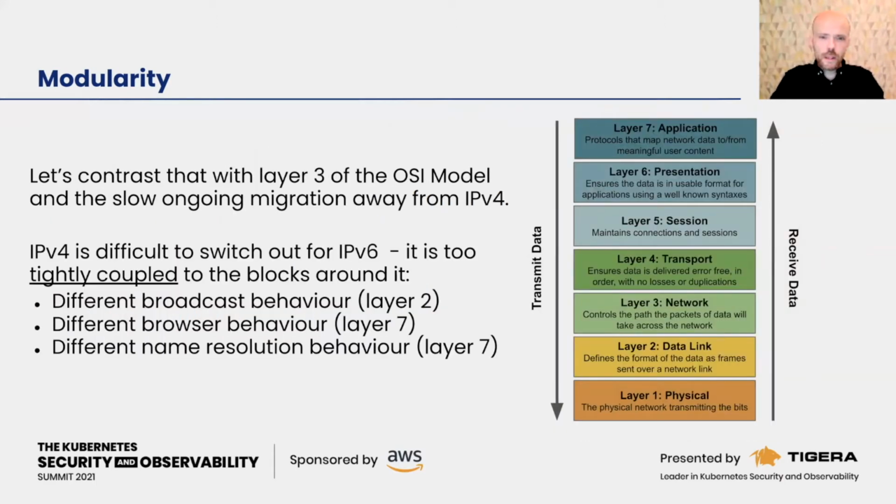Now let's contrast that with layer 3 of the OSI model. Layer 3 is responsible for IP addressing. You've probably heard of IP addresses, IPv4 addresses, and IPv6 addresses, and you probably know that IPv4 addresses are being exhausted, and we're trying to move to IPv6. Now that migration has been going on for a long time already, and it will continue to go on for a long time before it's completed. And the reason for that is because IPv4 is too tightly coupled to the blocks around it.